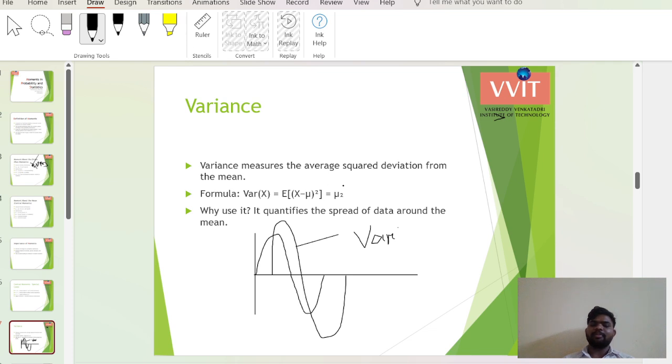Next I will go to the variance. Variance measures the average squared deviation from the mean. This is the general formula. Variance of x is equal to e of x minus mu, whole square, which is equal to e of x square minus mu square. Why we use it: it quantifies the spread of data around the mean. I can explain already this signal.